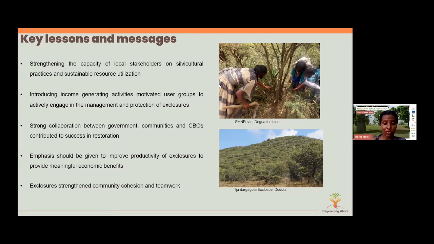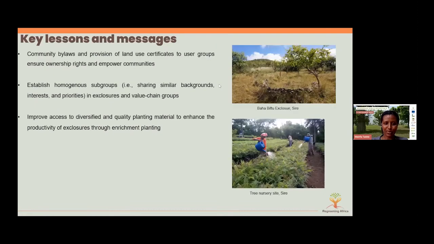These exclosures also strengthen community cohesion and teamwork. Next slide, I'm almost done. Providing land user certificates to the local communities also created a sense of ownership and empowered the local communities.